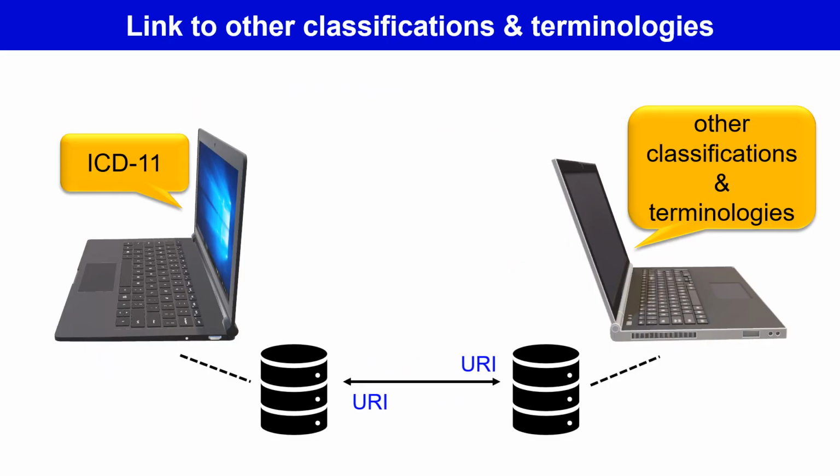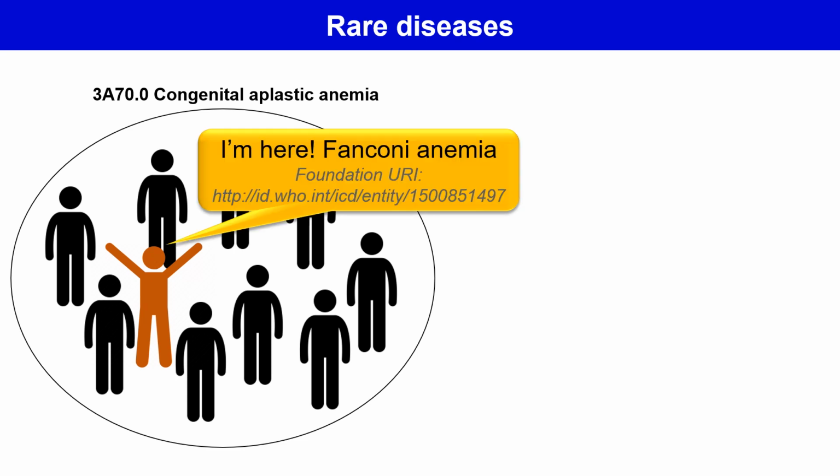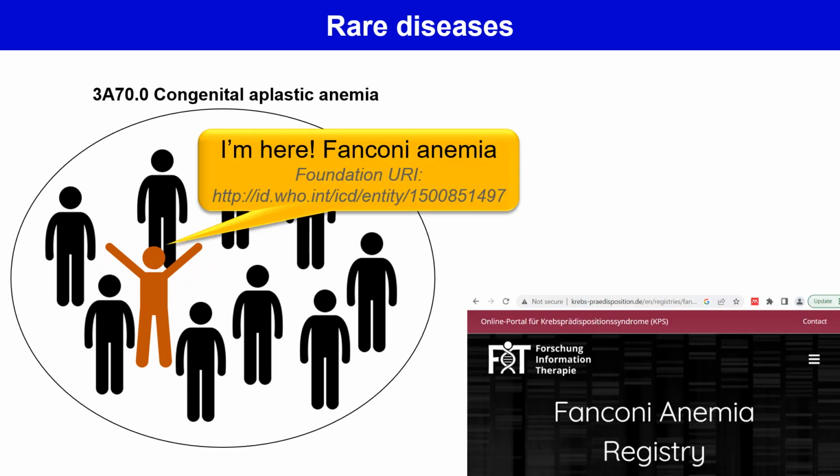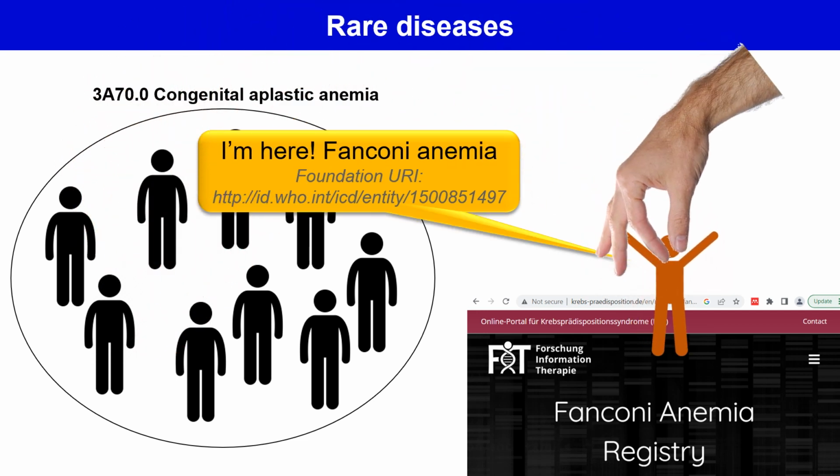URIs also facilitate links to external terminologies. ICD-11 includes rare diseases. Only a few have an individual code, but all of them have their own URI, allowing clinicians, rare disease registries, and researchers access to data on conditions of interest.